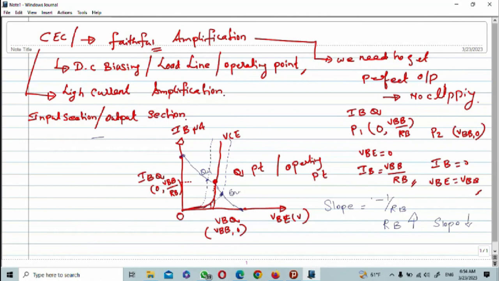This is what we take from the input section. We already know the input section equation is VBB minus IBRB minus VBE equal to 0. This is for the y axis, this is for the x axis. From this we analyze the operating point from the input section. The same thing I am going to take from the output section.